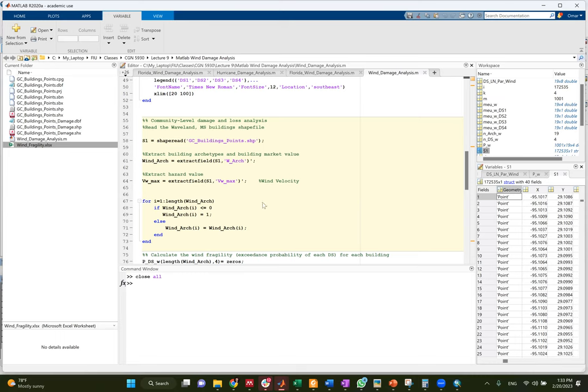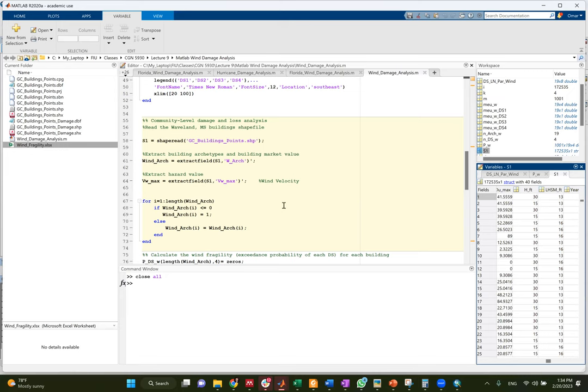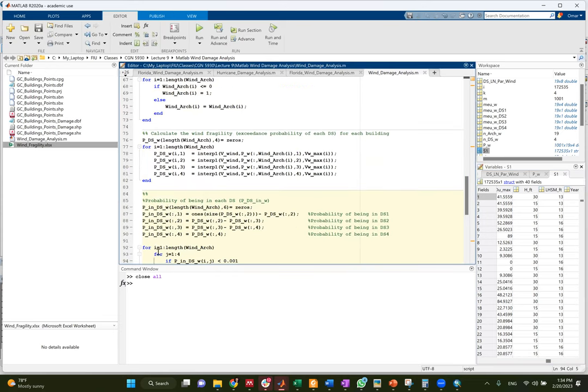The second thing is right now, I have my fragilities and I have the wind speed and the wind archetype for each building. Right now, I want to know what is the exceedance probability of each damage state for each building. So I make another loop to calculate the probability of exceedance of a damage state for wind. Here, this one. Right, so here I will have four numbers.